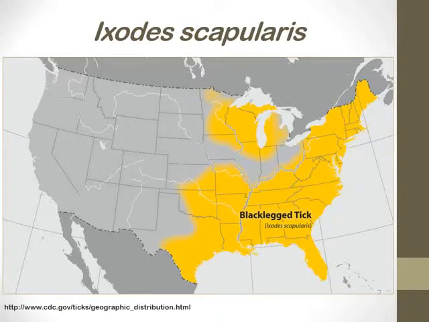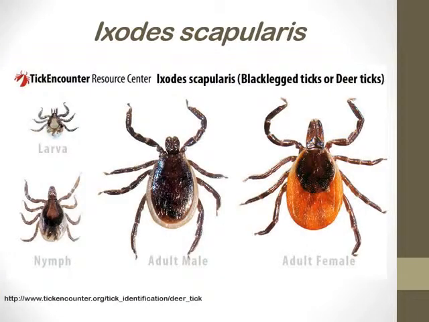Here is a CDC map showing the distribution of Ixodes scapularis. This tick has a greater distribution over Ixodes pacificus. It has also been found as far west as Texas and in states along the East Coast. Shown here are the larval, nymphal, and adult stages of Ixodes scapularis. As with Ixodes pacificus, the nymphs and adult stages are mostly associated with transmission of human disease.